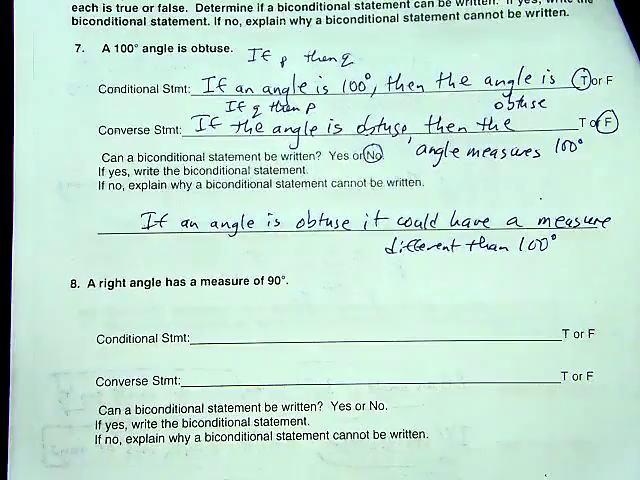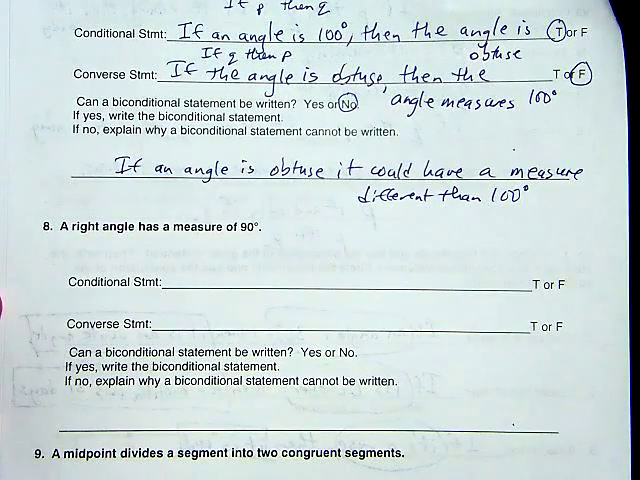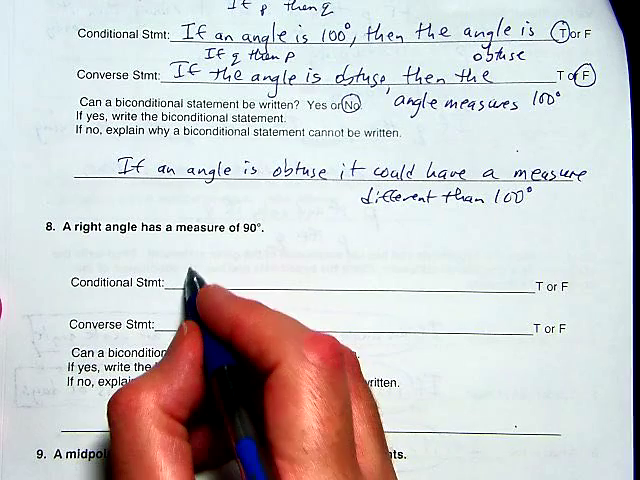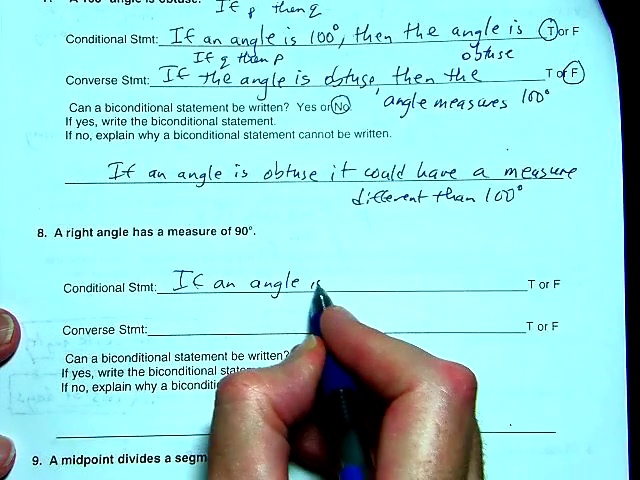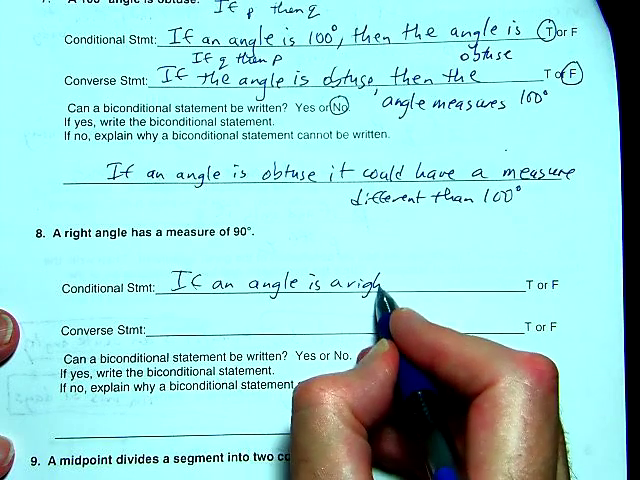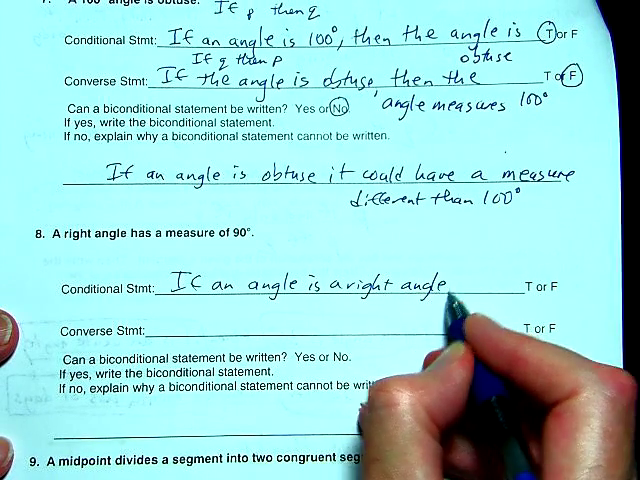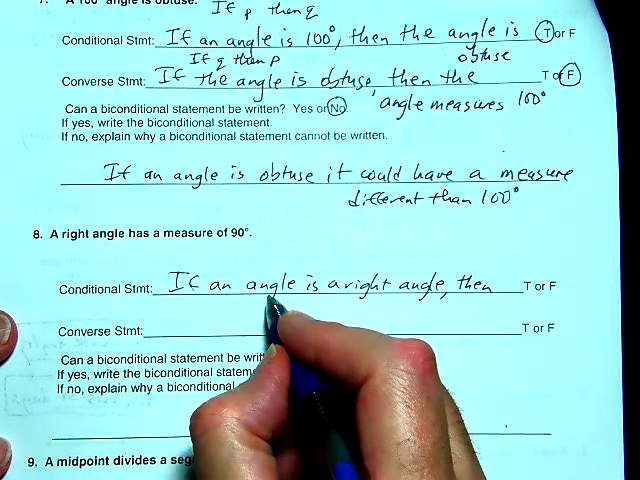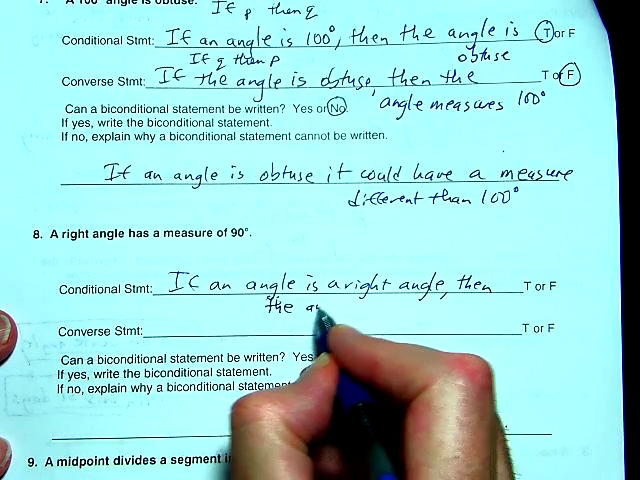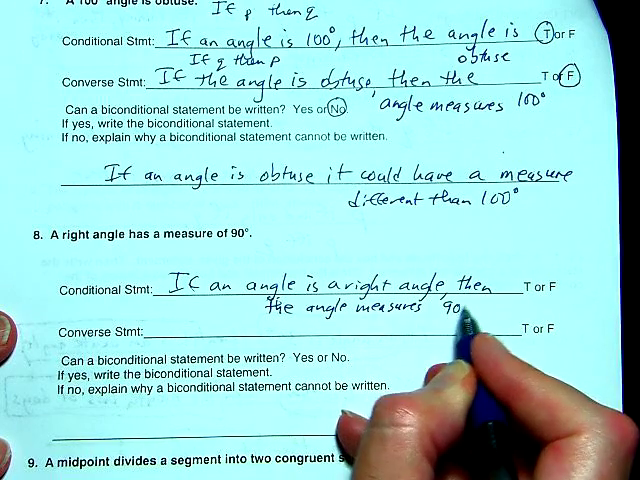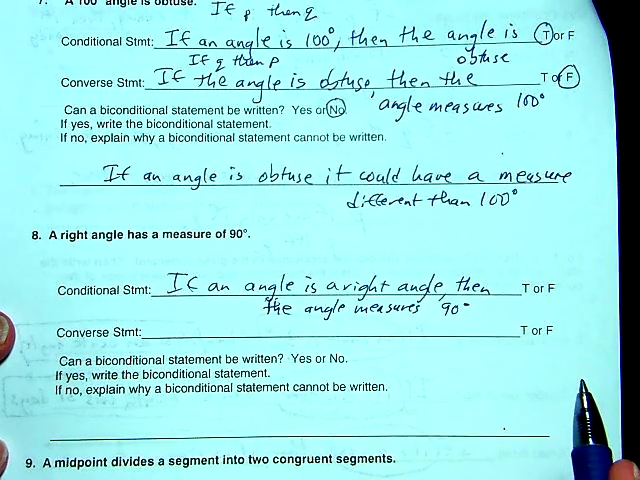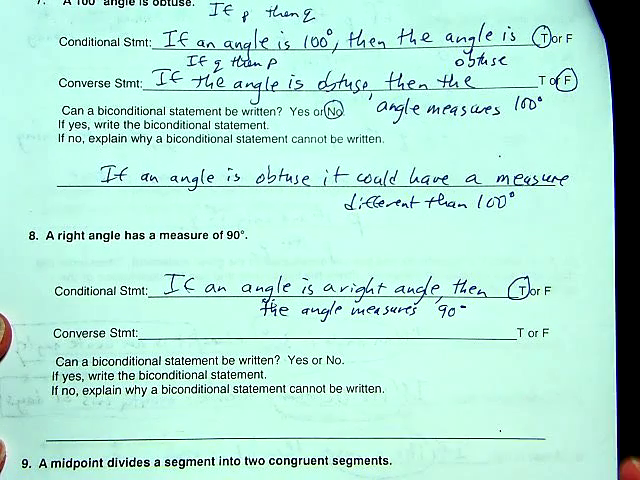Okay. Let's go on to the next statement here. A right angle has a measure of 90 degrees. So our conditional statement would be, if an angle is a right angle, then the angle measures 90 degrees. Is that true or false? I hope we all agree that it's true.